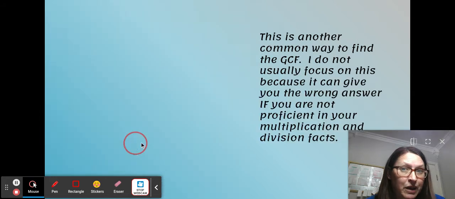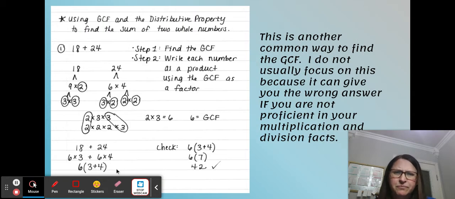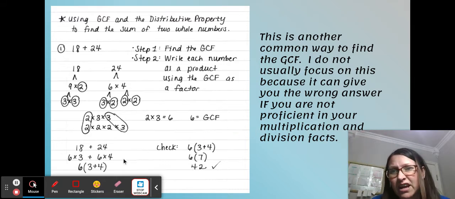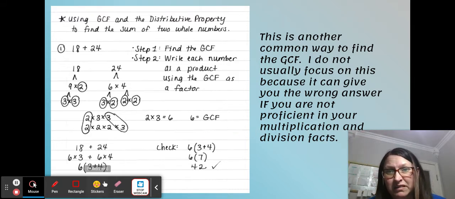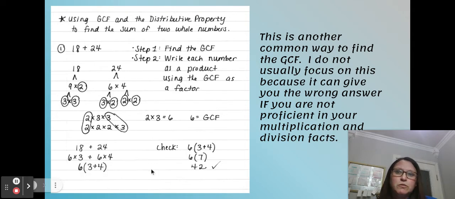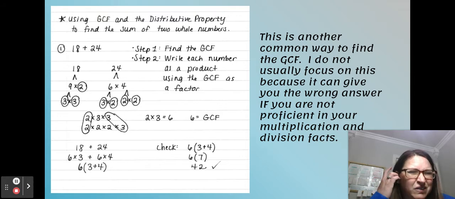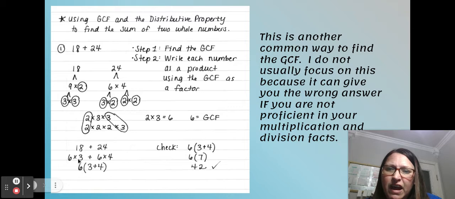Let's do another way. This is a way that I've seen done, but it's not necessarily my favorite way. They use the distributive property. Using the distributive property, first thing you do is you write step 1, you have to find the greatest common factor. Or I guess this isn't really finding the greatest common factor, it's finding the sum of the numbers.